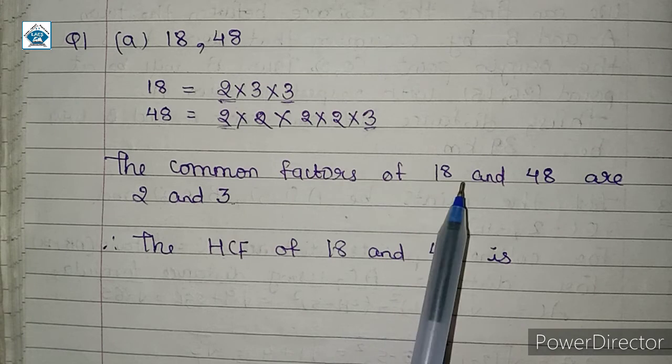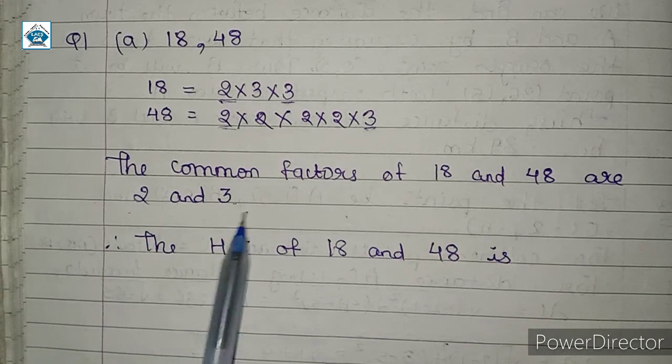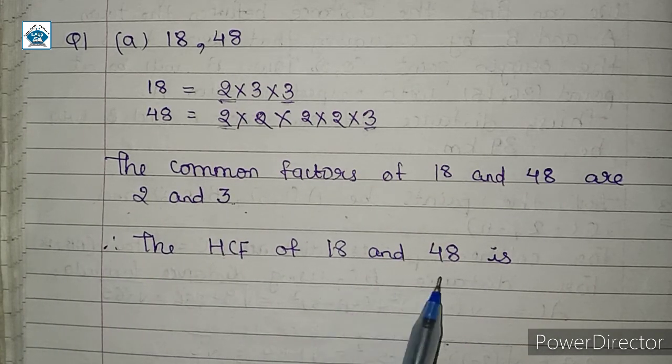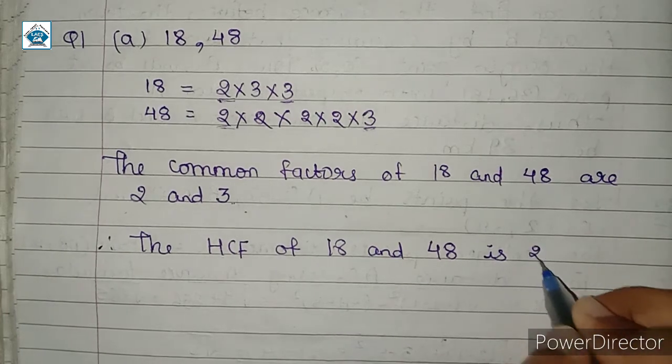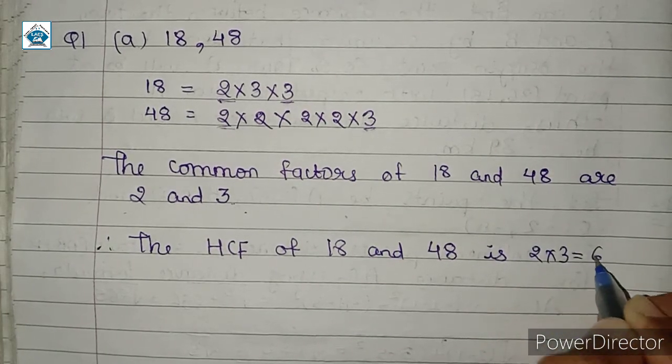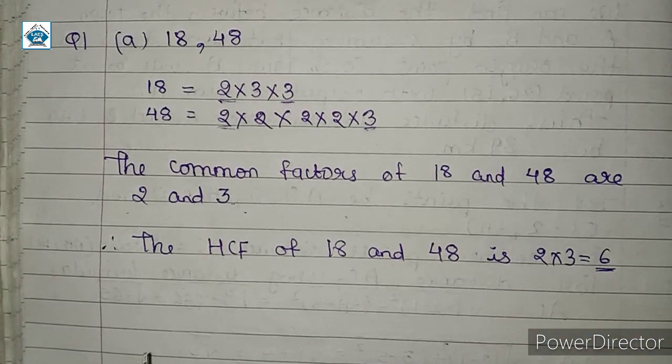The common factors of 18 and 48 are 2 and 3. Therefore, the HCF of 18 and 48 is 2 multiplied by 3, which is equal to 6. So the HCF, highest common factor, of 18 and 48 is 6.